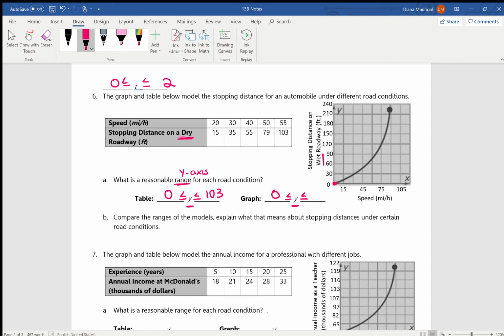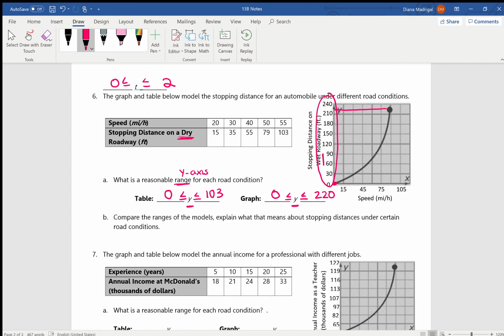In the graph, you can see they start at 0 and go all the way to, I want to say, like 220. Remember, we're focusing on the y, so I'm looking at the numbers on the y, not the x anymore. It says compare the ranges of the models and explain what they mean about stopping distance under certain conditions.